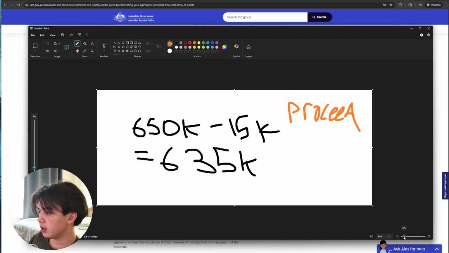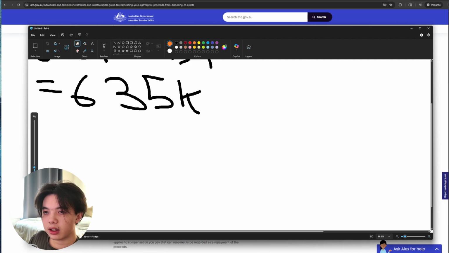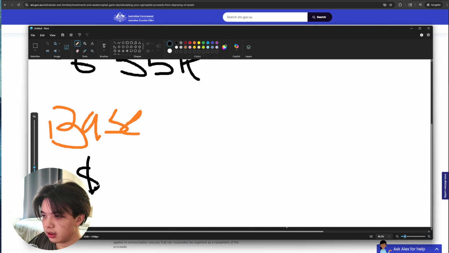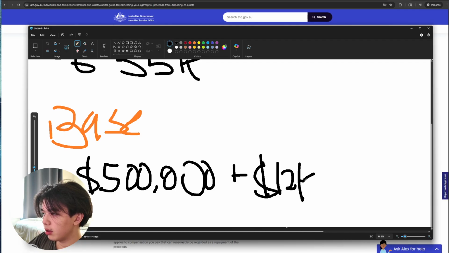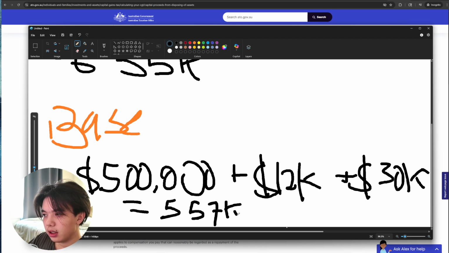And if I go a little bit right here and extend it out, then the cost base would be the $500,000 purchase, plus the stamp duty, which is 12K, plus 30K, and plus the $15,000 selling fee, which is equal to $557,000. And the capital gain before any discount is $78,000.